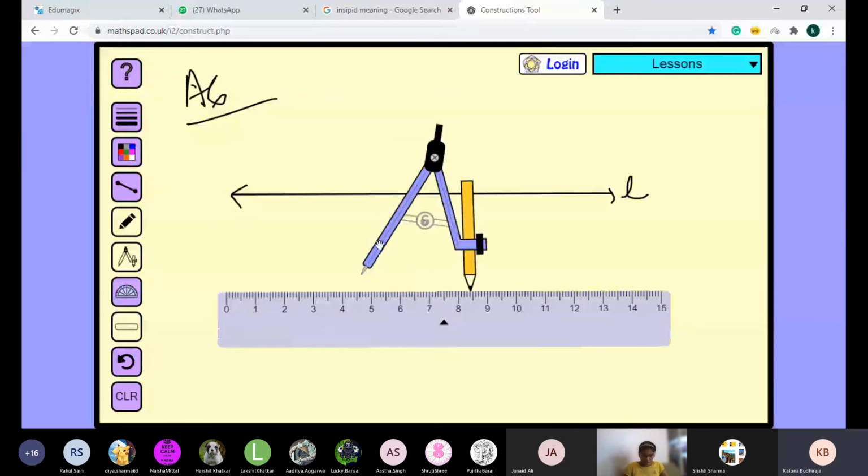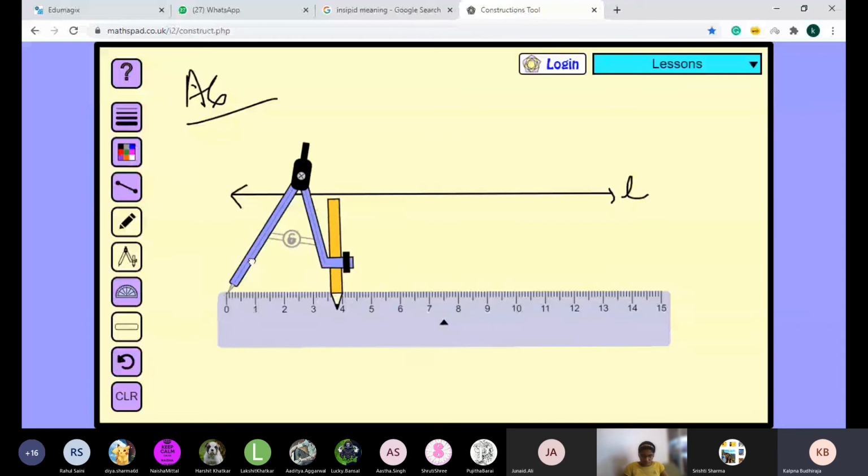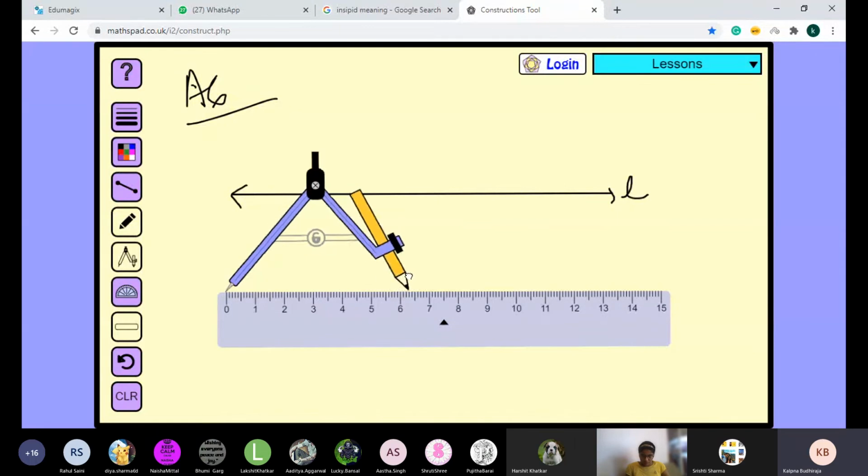Now you will place the needle at 0 and we need a length of 6.3. So let me open the compass to 6.3. I have opened the compass till 6.3. All of you can observe the measurement. Is it clear? Yes, class.